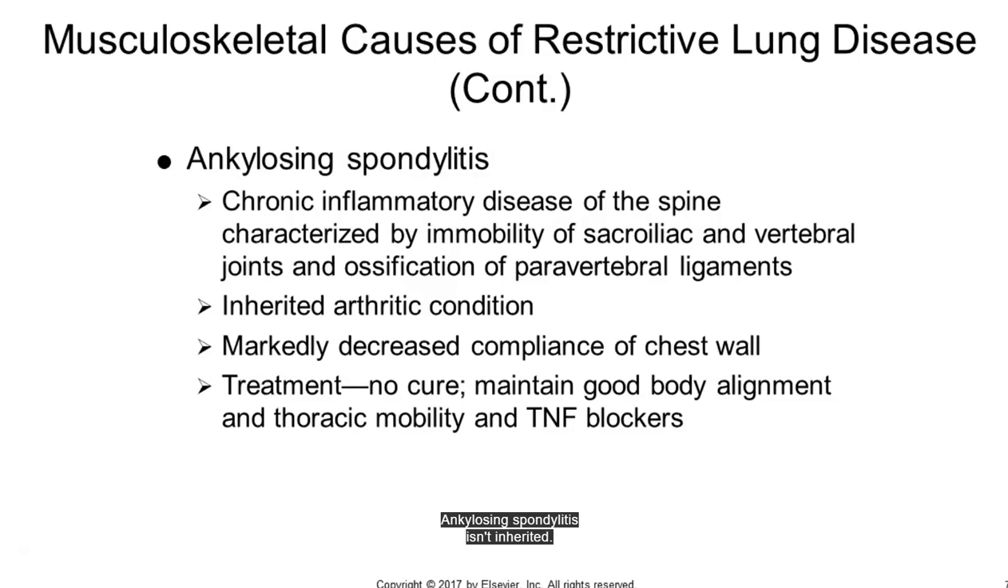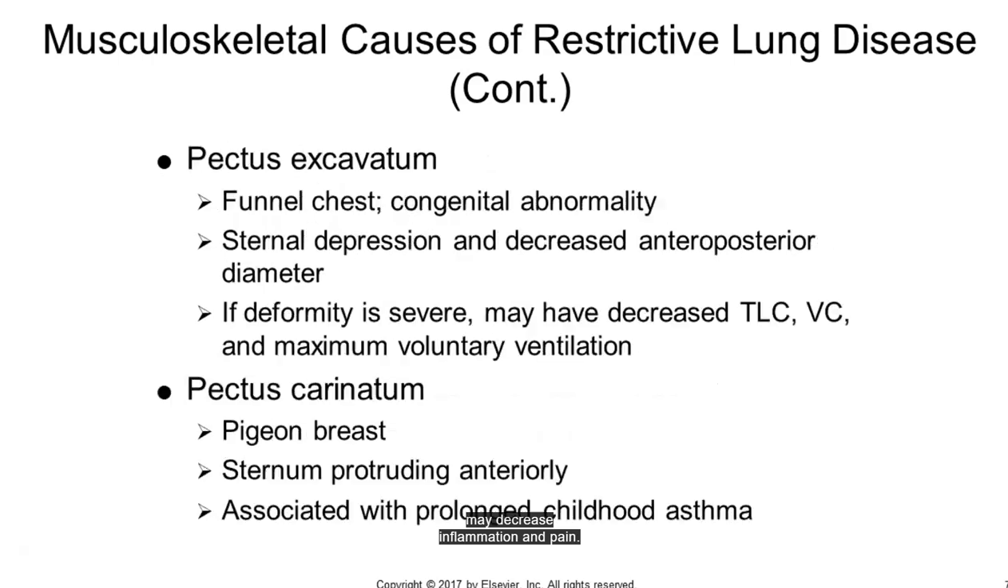Ankylosing spondylitis is an inherited arthritic chronic inflammatory disease of the spine. It is marked by decreased compliance of the chest wall. Some patients develop pulmonary lesions and cavitation. Patients may exhibit dyspnea on exertion, pleuritic chest pain. Although there is no cure, patients benefit from exercises to increase thoracic mobility and prompt treatment of pulmonary infections. Tumor necrosis factor TNF blockers may decrease inflammation and pain.